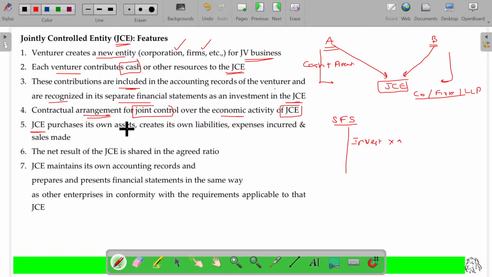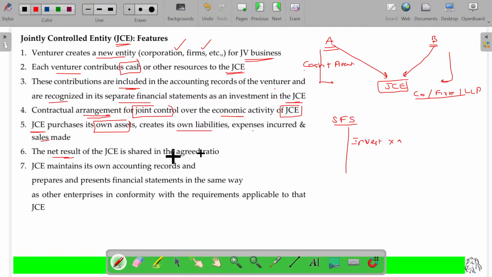And now JCE purchases its own assets. With the cash and other things contributed by the venturers, JCE purchases its own assets, creates its own liabilities and expenses, and does the sales and all. This particular jointly controlled entity is similar to what you have learned in your foundation joint ventures account, or you might have studied in your college days. Currently, in the revised CA foundation book, we don't have this one. The joint venture chapter was removed totally. That topic will be similar to this model here.